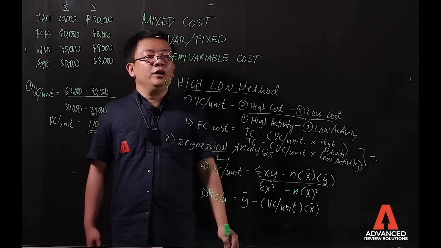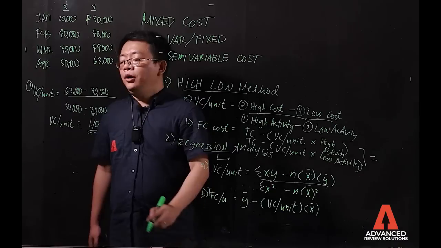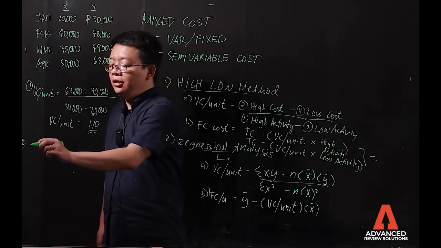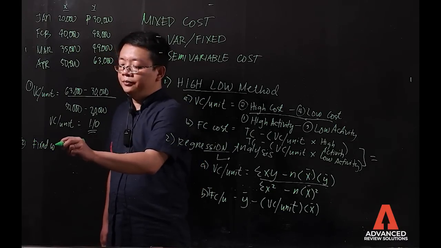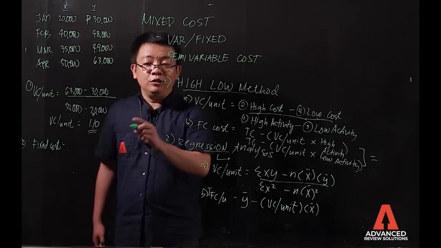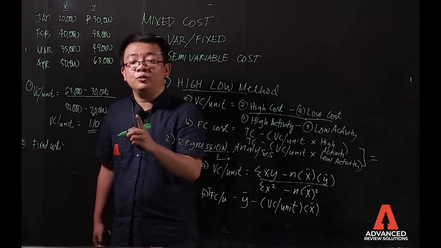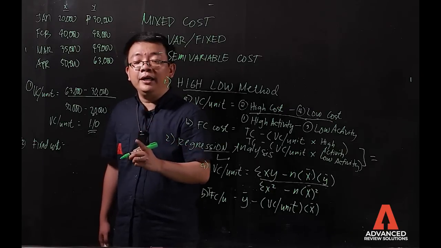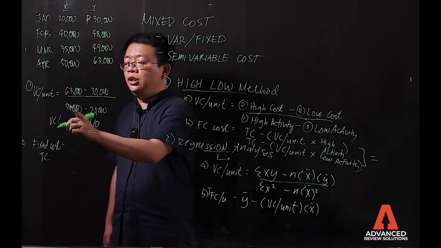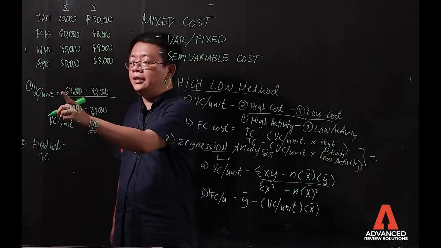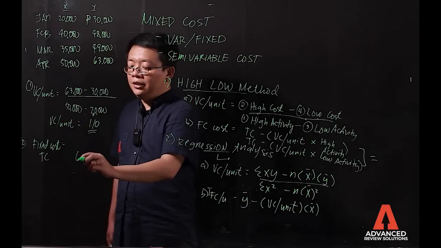That's basically your variable cost per unit. How about your fixed cost? To compute for your fixed cost, we know that it is total cost minus variable cost per unit multiplied by the activity. So, take note. First cost, in terms of your highest, you have 63,000.